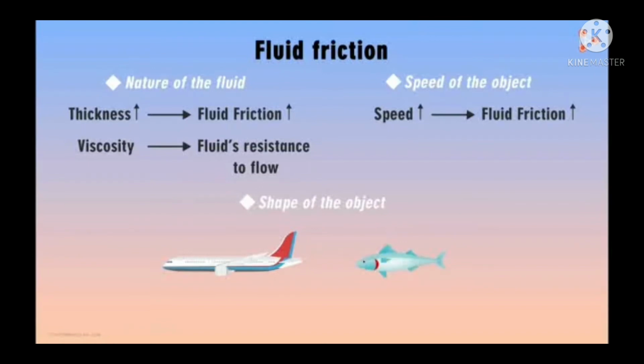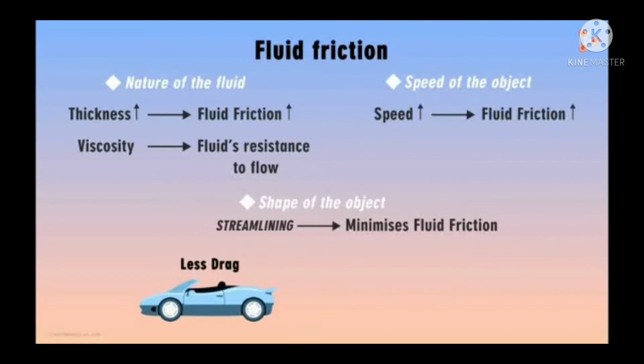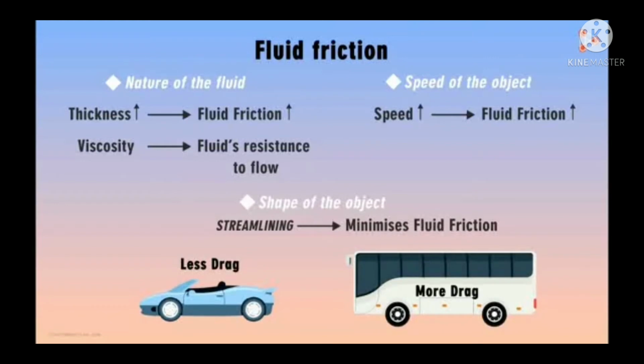The shape of the aeroplane, if you notice, is like that of a bird. This process of giving an object a particular shape to decrease the fluid friction is known as streamlining. Streamlining the object can greatly reduce the resistance offered by the fluid. A car faces lesser friction from air as it has a streamlined shape. A bus, on the other hand, will face more air friction as it doesn't have a streamlined shape. So these were the different factors on which fluid friction depends: the nature of the fluid, the speed of the object flowing through the fluid, and the shape of the object.